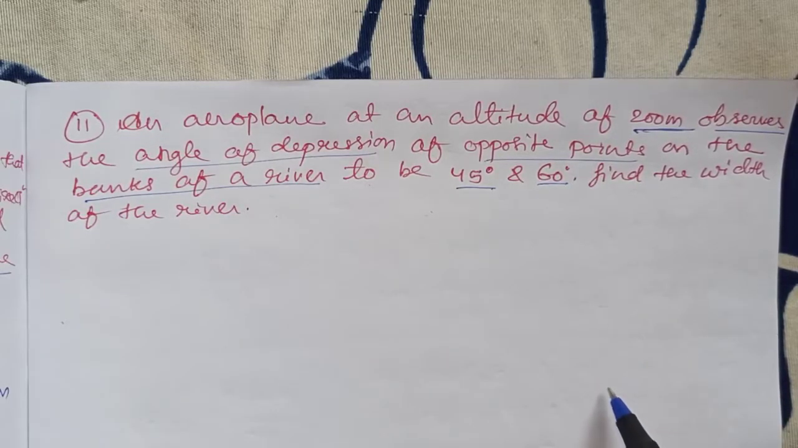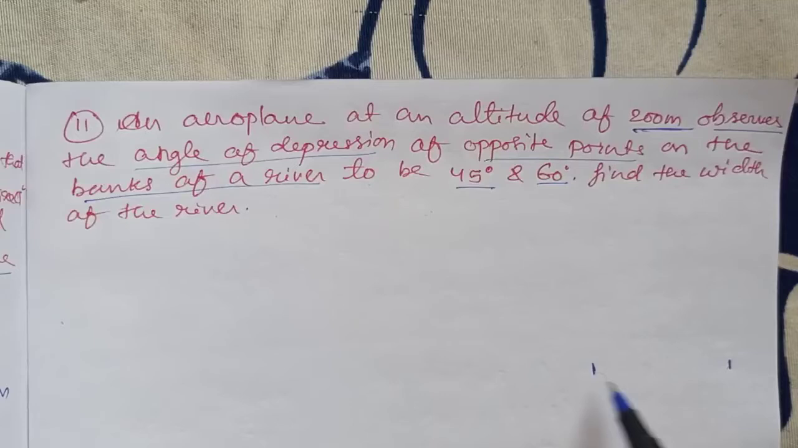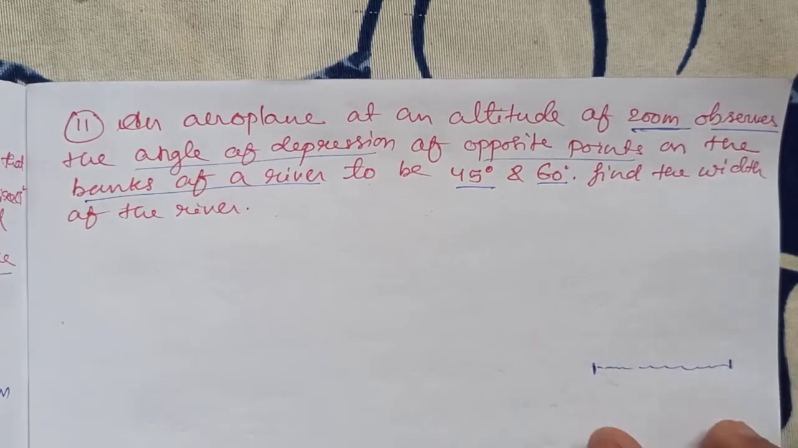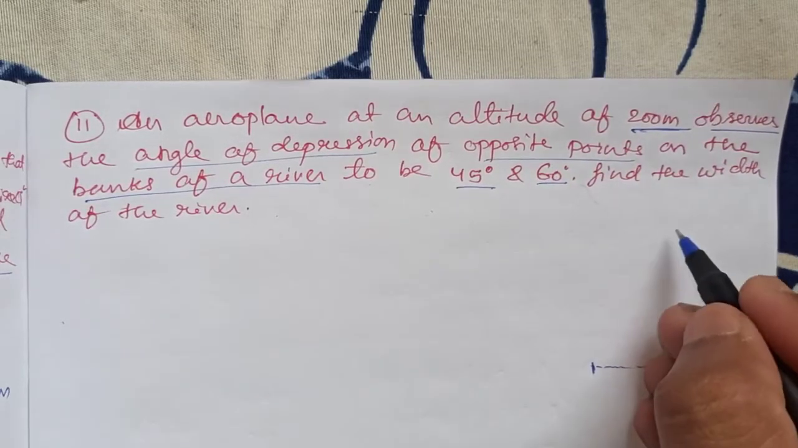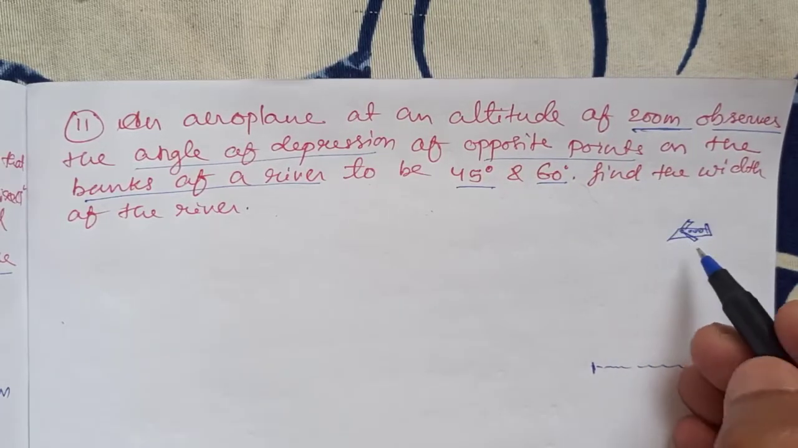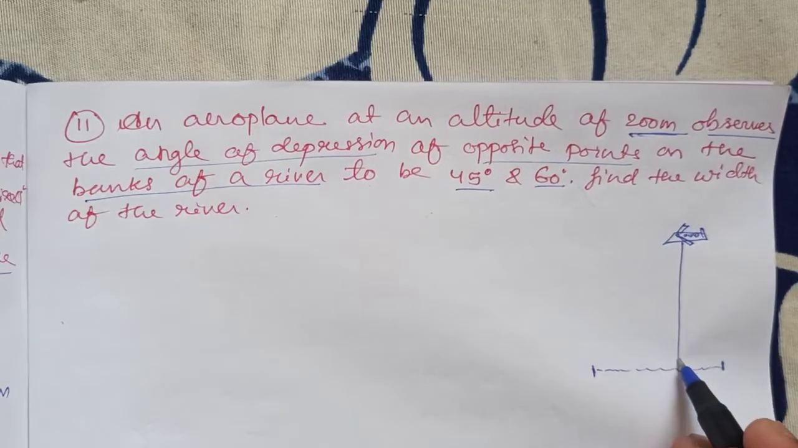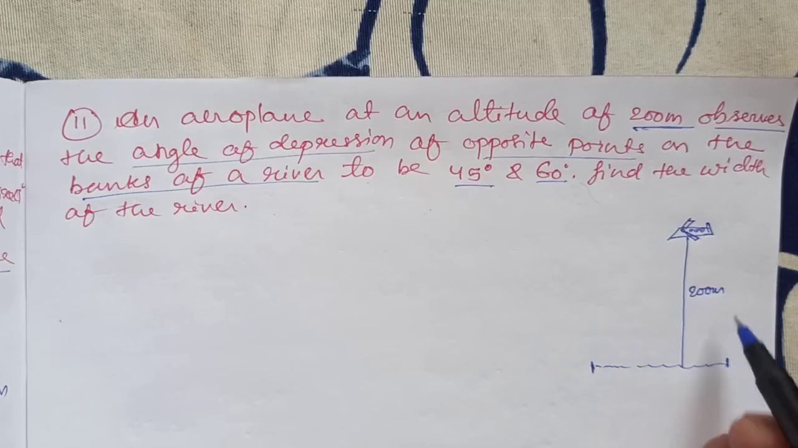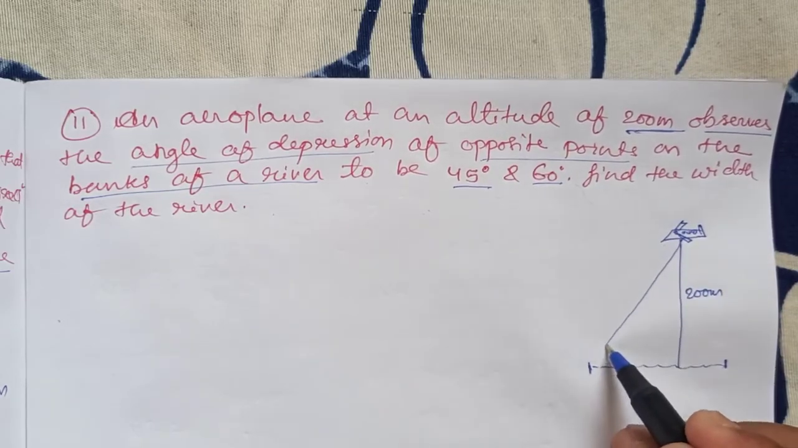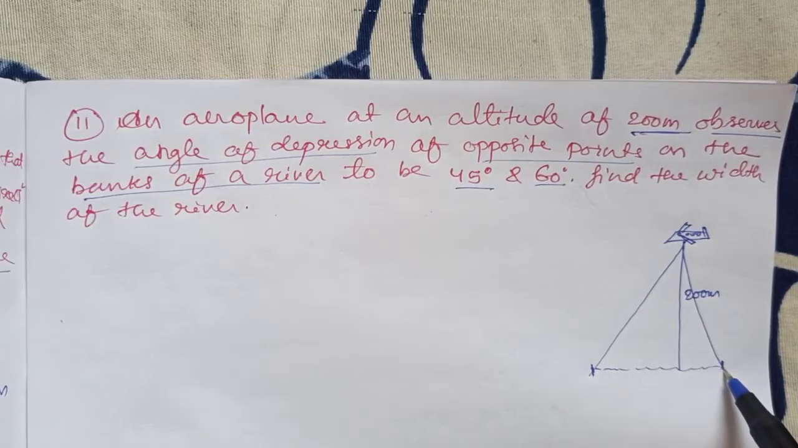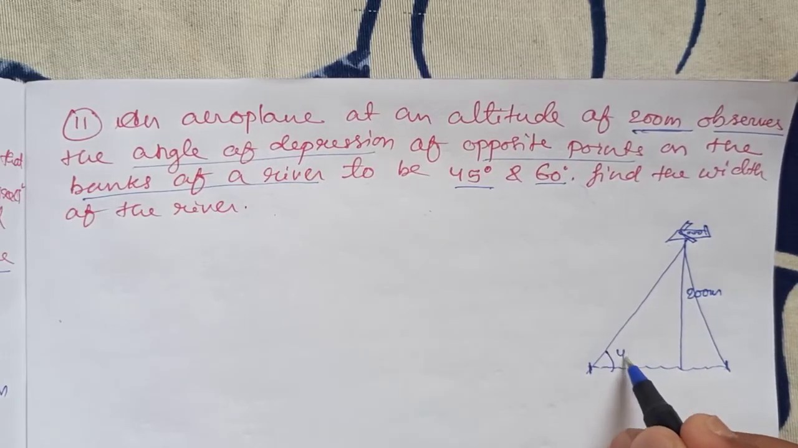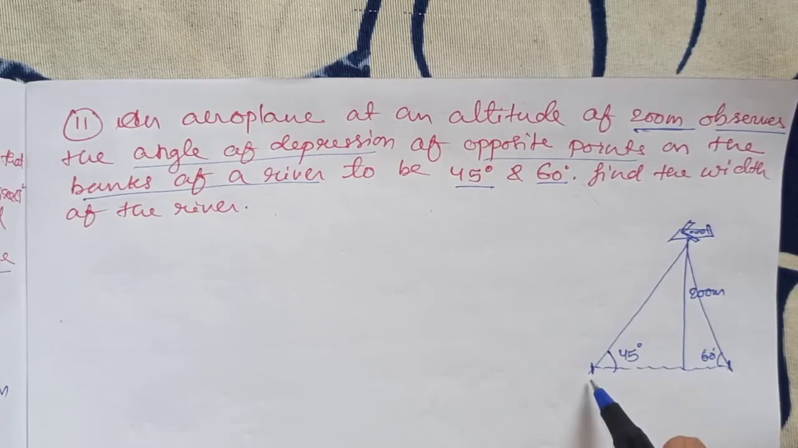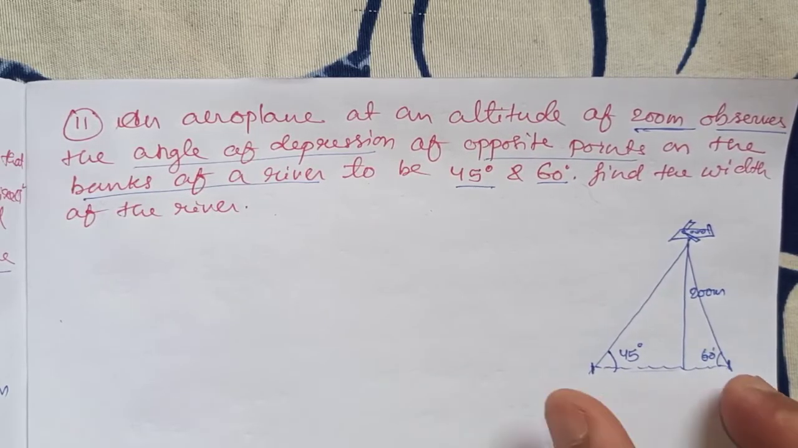Suppose these are the two banks of a river. Suppose this is the river. It is flowing in this way. Here there is an aeroplane which is flying at a height of 200 meter above the river. And it is observing the angle of depression to the two banks of the river as 45 degree and 60 degree. We have to find out the width of the river.